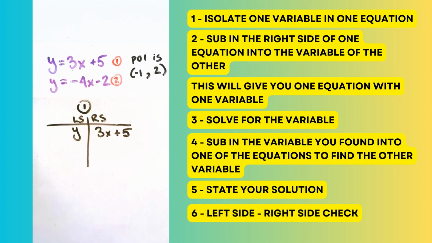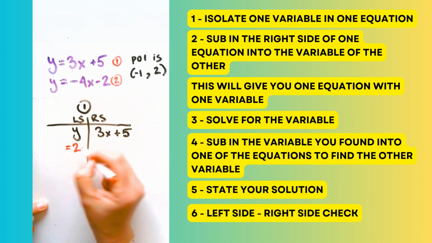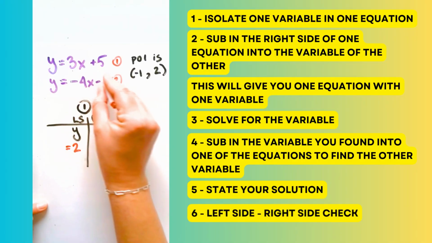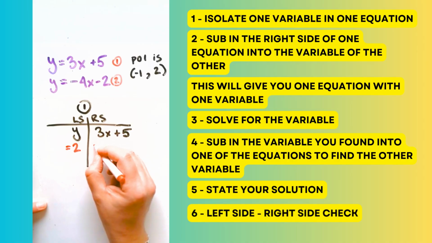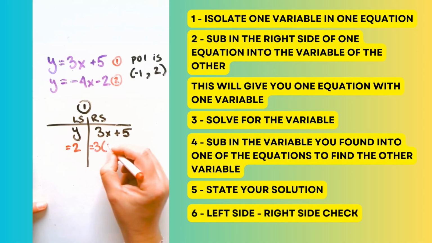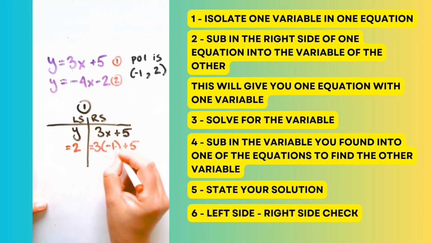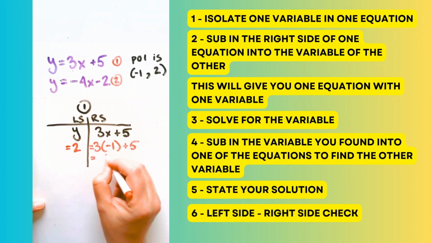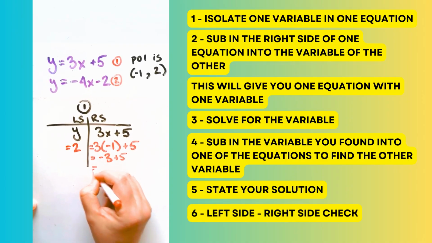Okay, so now I plug in the values that I just found. For y, I plug in 2, so the left side is equal to 2. And for the right side, it's 3x plus 5, so I plug in negative 1 for x. So it equals 3 times negative 1 plus 5. 3 times negative 1 is negative 3, plus 5, and negative 3 plus 5 is 2.